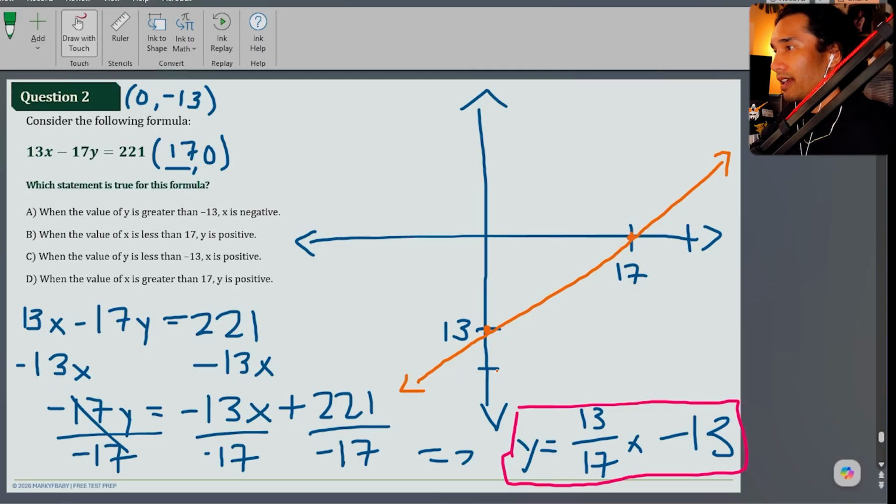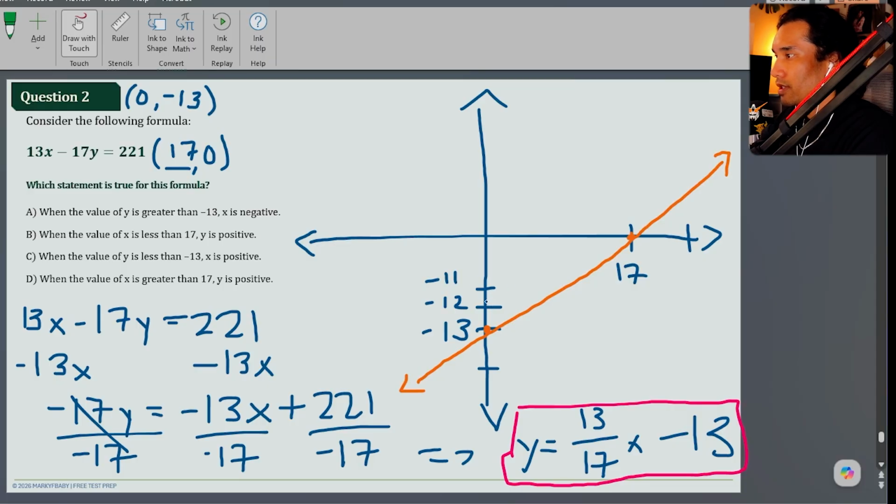Now let's go ahead and test the answer choices. It says here, when the value of y is greater than negative 13, x is negative. When the value of y is greater than negative 13. So anything greater than negative 13, it's like a tongue twister, a brain mash or whatever you want to call it. But we would go, this is a negative number. Anything above negative 13 is actually right here, like negative 12, negative 11.